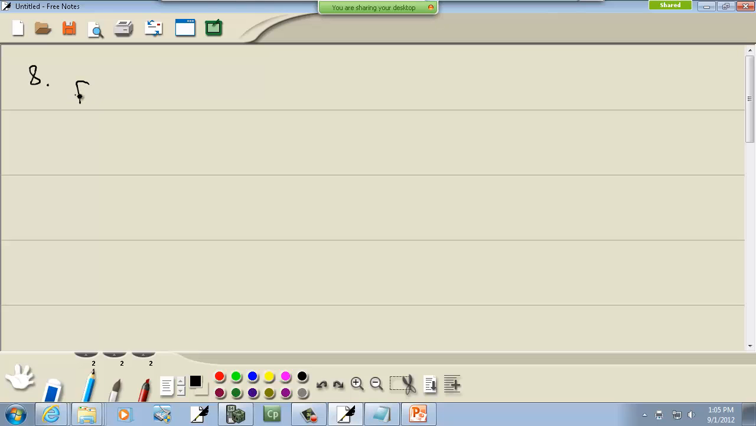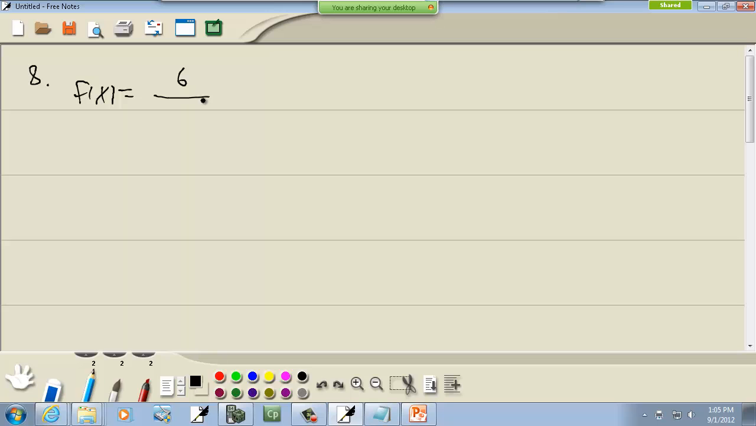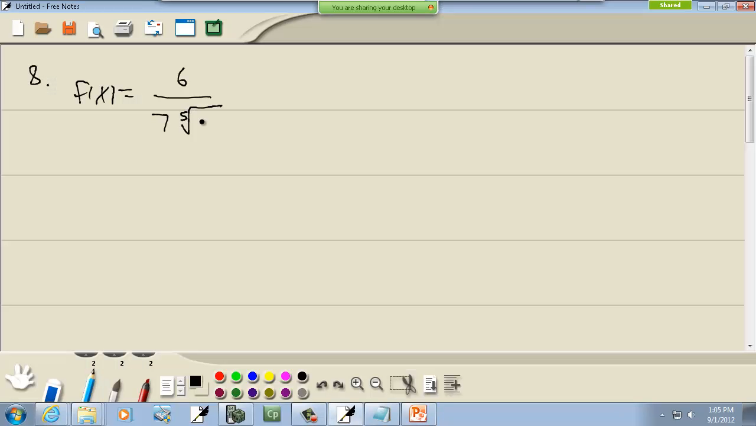Got f of x is equal to 6 over 7 and then the 5th root of x squared. Now, we don't have any properties dealing with radicals, so you always put it into rational exponent form, fractional power form. So if I were to rewrite this, this would be x to the 2/5. Whatever number's in this little slot, that's called your index, always goes in your denominator, downstairs. Whatever power is inside is always what goes up on top.